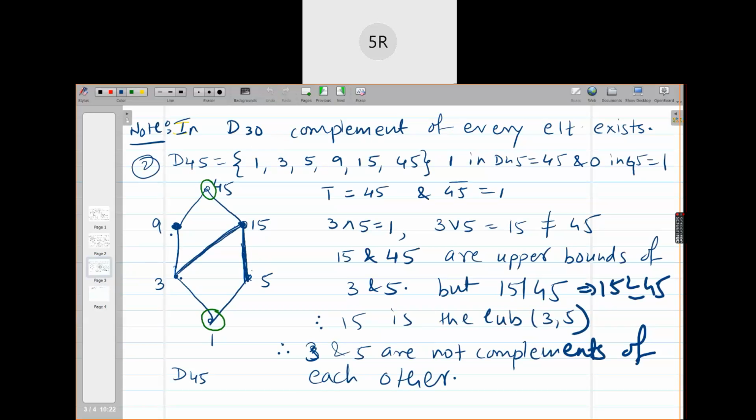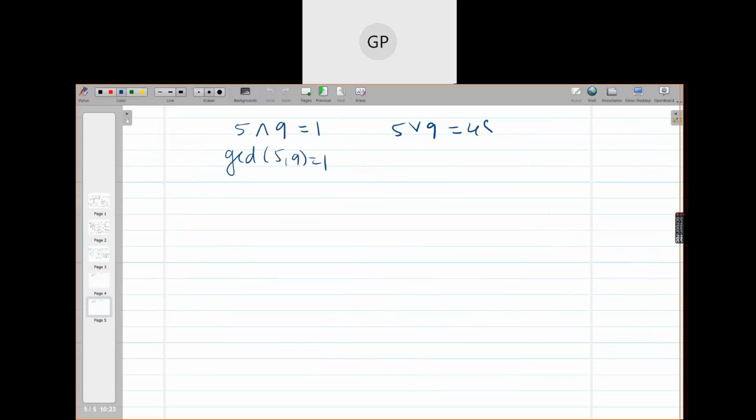And 5 and 9, what is their least upper bound? What are the upper bounds of 5 and 9? 15 and 45. No, where is 15 for 9? 9 and 15 are not comparable. Only 45. So you are getting a pair such that their meet is 1 and join is 45. Right?